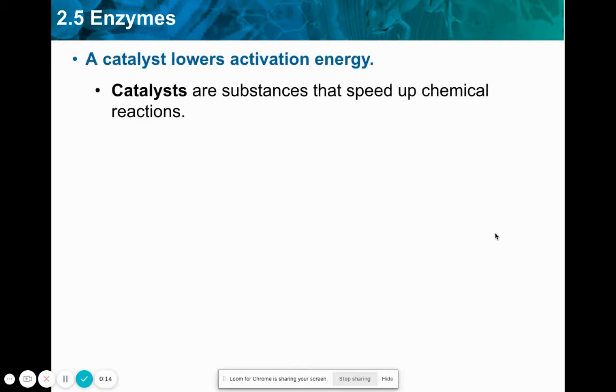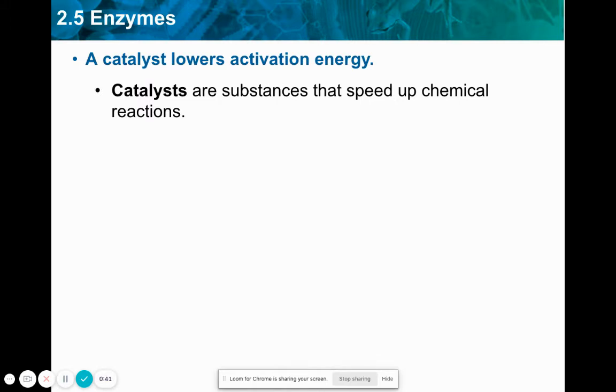A catalyst is any substance that speeds up chemical reactions. And we already know that a chemical reaction happens when you are trying to form compounds or molecules. So when you have two or more atoms that are combining with a chemical bond and forming something new, forming a new substance, forming a new molecule or compound, this is known as a chemical reaction.